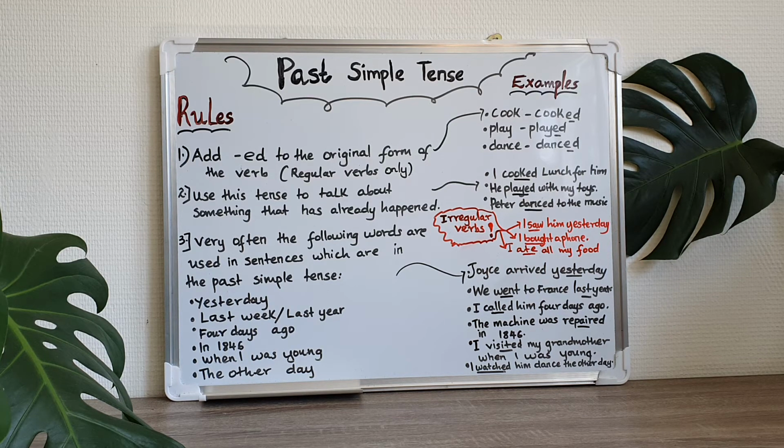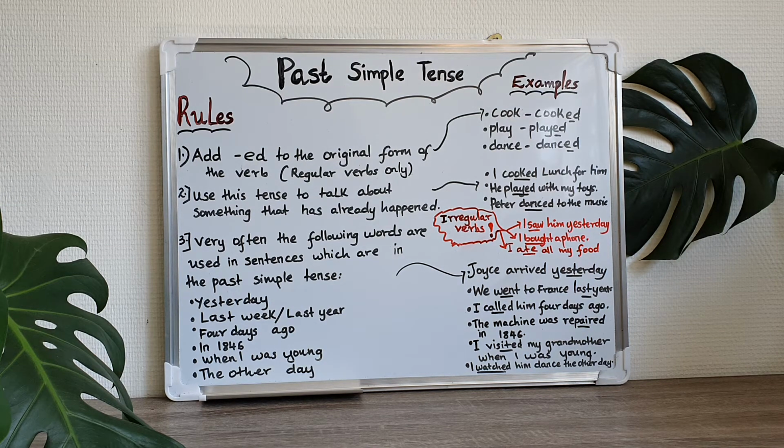We use the past simple tense to talk about different things in our day-to-day life. There are some rules that we have to use to ensure that we use the past simple tense correctly. If you follow these rules, you will find it extremely easy to use the past simple tense correctly every single time. The first rule is that you need to add ed to the original form of the verb.